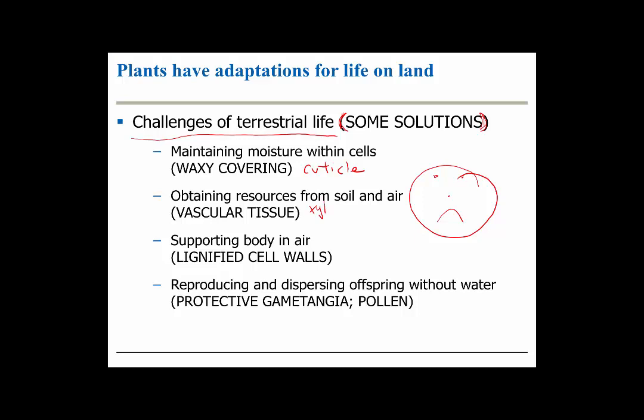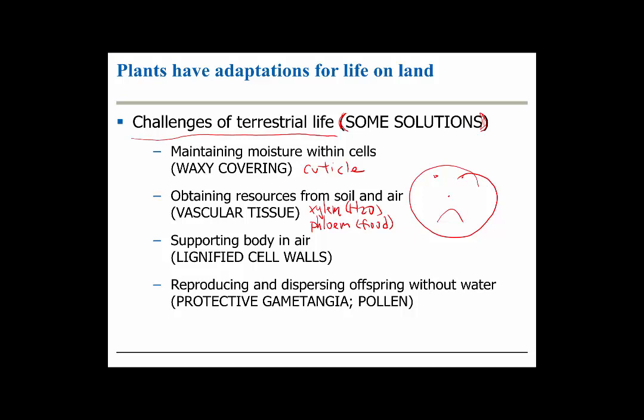There's one called xylem that carries water. And there's one called phloem that carries food. And those are the two vascular tissues that some plants have.